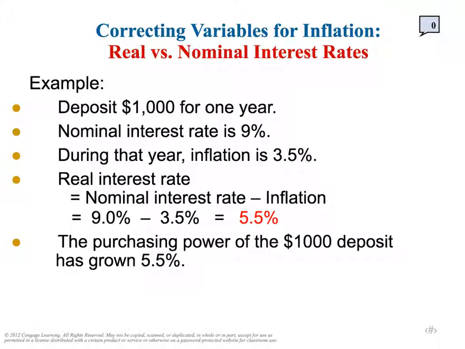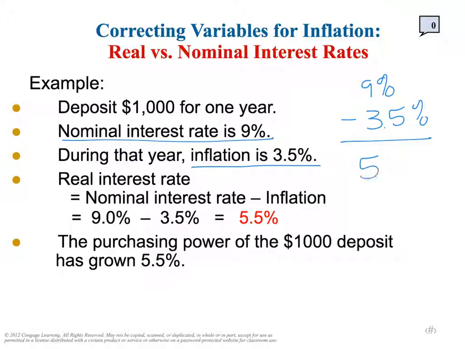Okay, so here's an example. If you deposit $1,000 for 1 year, the nominal interest rate is 9%. And we know that nominal has, that's right, inflation. The inflation rate is 3.5% that year. So if we take the 9%, subtract out the inflation rate, then we end up with the purchasing power, or the amount that you're actually earning.